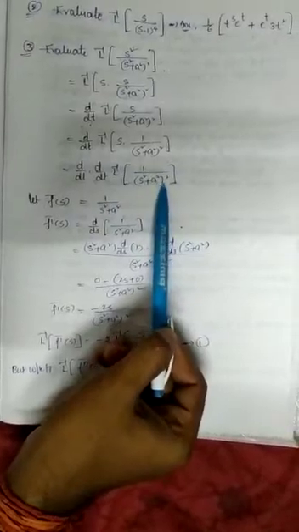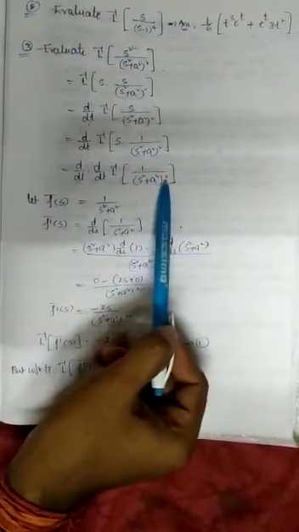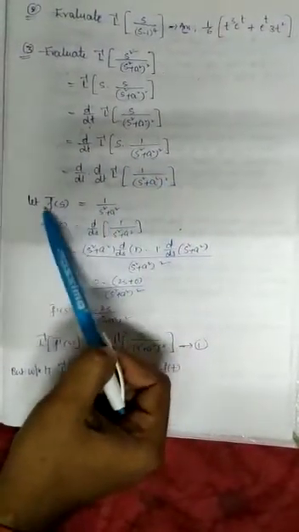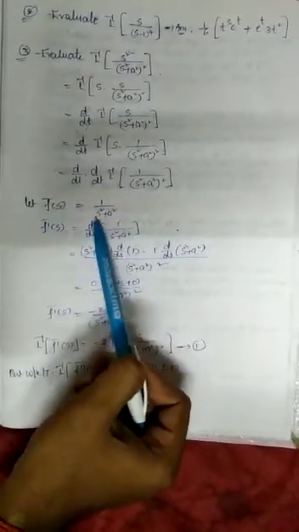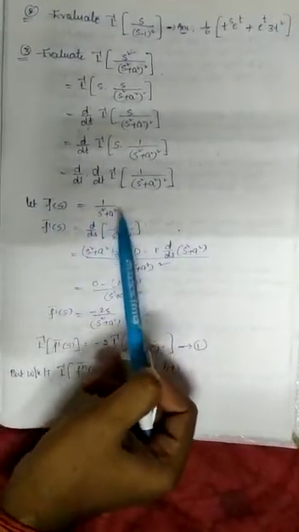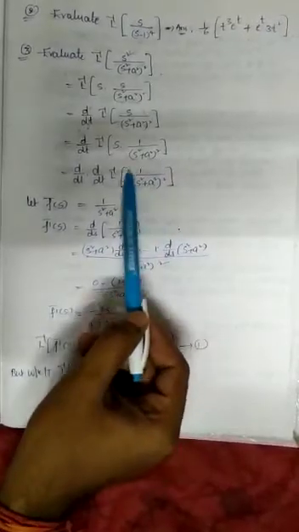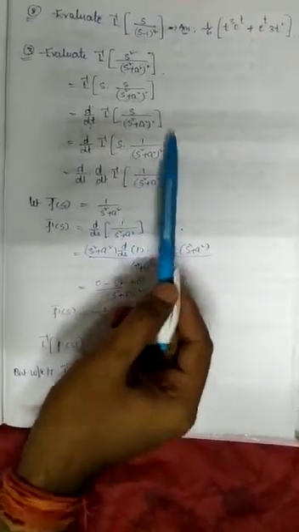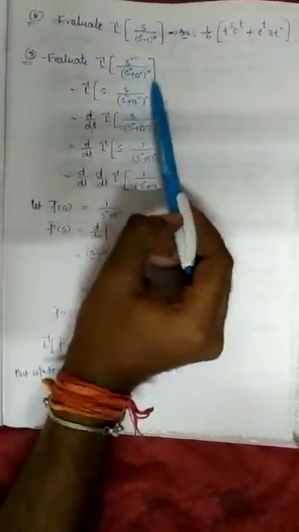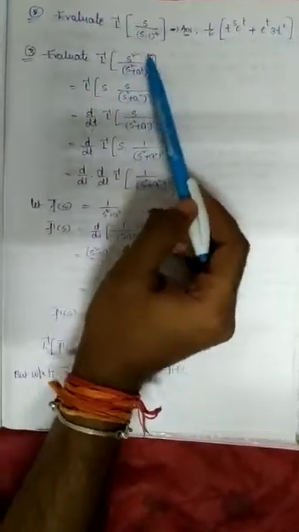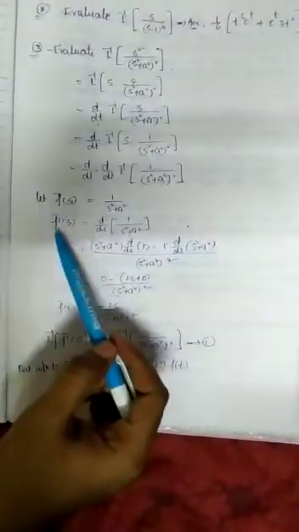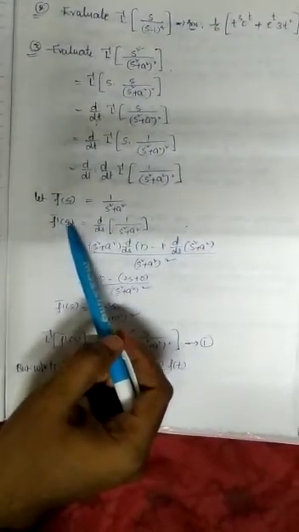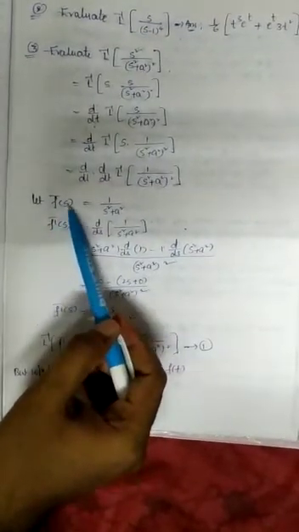But we can find the value for 1 by s square plus a square. So consider f bar of s as 1 by s square plus a square. But we have to find 1 by (s square plus a square) whole square. So let us differentiate this function, f dash bar of s, where f dash is nothing but the differentiation of f bar of s.